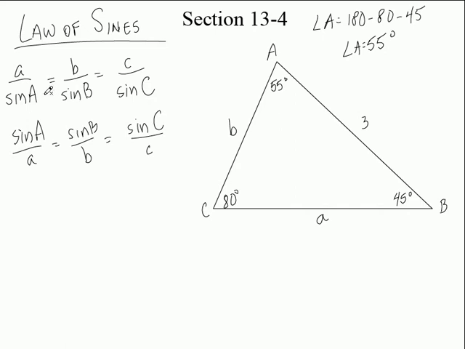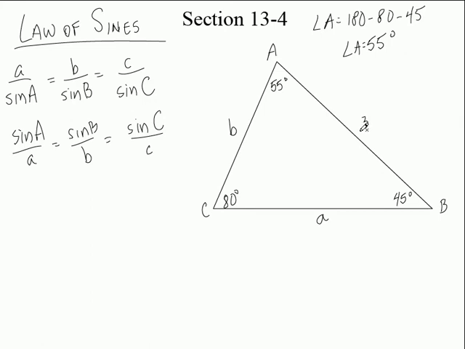Now, on the law of sines, what we want to try to do is find a side and an angle that are opposite each other. So look at this situation. Do I have an angle and do I know its opposite side anywhere here? Well, I know all three angles, but do I know an angle and its opposite side? Yes, sure I do. The 80 and the 3. That's what I'm going to start off with, okay?